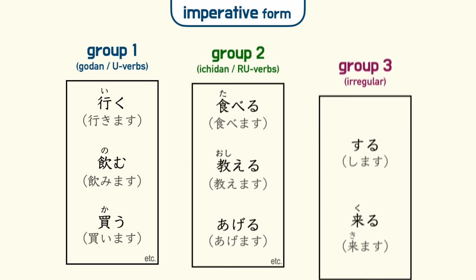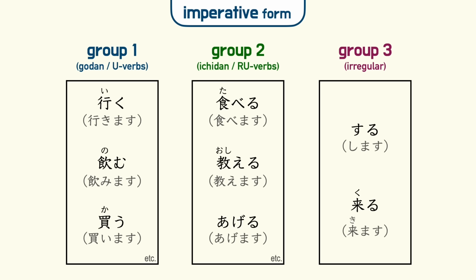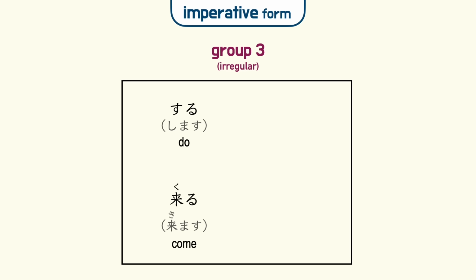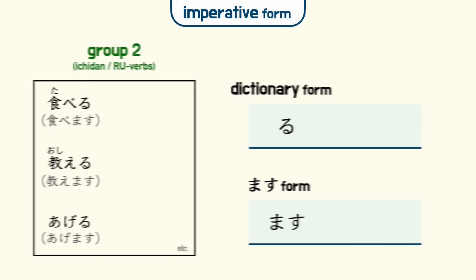The conjugation rules are different for each verb group. If you want to review how to identify verb groups, please watch the video for lesson 14. Alright, let's start with group 3 verbs. There are only two group 3 verbs, する or します, to do, and 来る or 来ます, to come. And you just have to memorize that the imperative form of する or します is しろ, and 来る or 来ます is 来い. しろ, 来い.